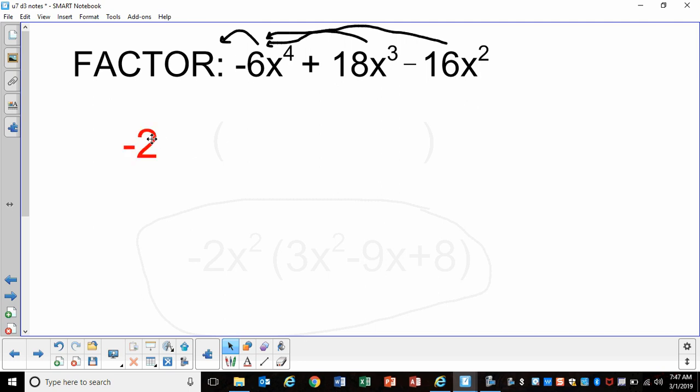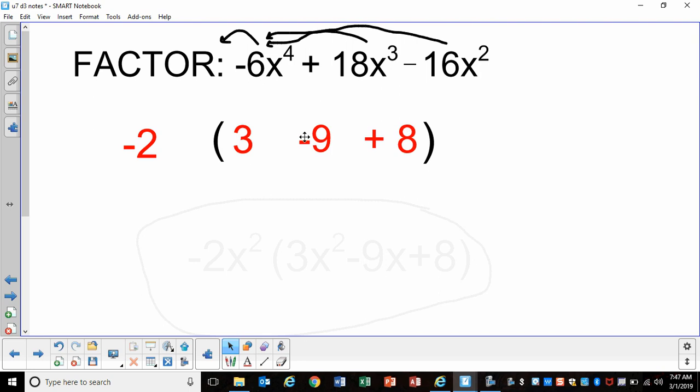So I pull that out to the front, and then it creates these parentheses. I'm basically creating the problem for the distributive property. So if I divide all of these by -2, divide this by -2, I'm left with a 3 there. Divide this by -2, I'm left with a -9. Divide this by -2, I'm left with a +8. Okay? So it's kind of like simplifying a fraction.